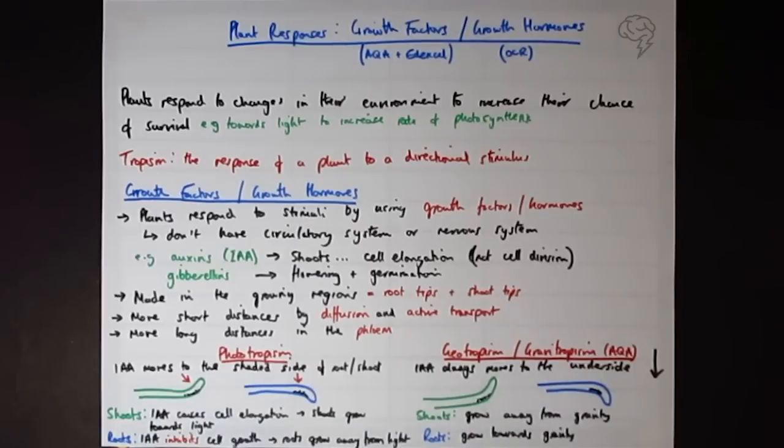So maybe I can squeeze in here: IAA causes cell elongation and IAA inhibits cell growth, because that's the same for both of these. If you can fit that in, maybe the repeat is worth doing. But this we would call towards gravity. We'd call this positive geotropism or gravitropism. I'm going to use geotropism. And obviously this would be negative geotropism or gravitropism. I think you get the picture. That is the basics of how plants use growth factors or growth hormones to control their movement.